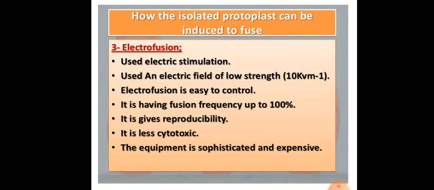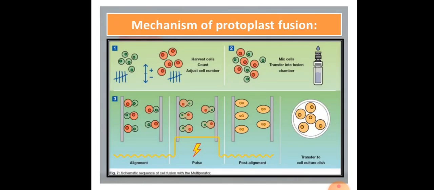And electrofusion is nothing but the use of electric stimulation in the field of the protoplast region, where the electric field is of low strength. The electrofusion is easy to control, it has a fusion frequency of 100%, it gives reproducibility also, and it is less cytotoxic. The last point is that the equipment is sophisticated and also somewhat expensive.